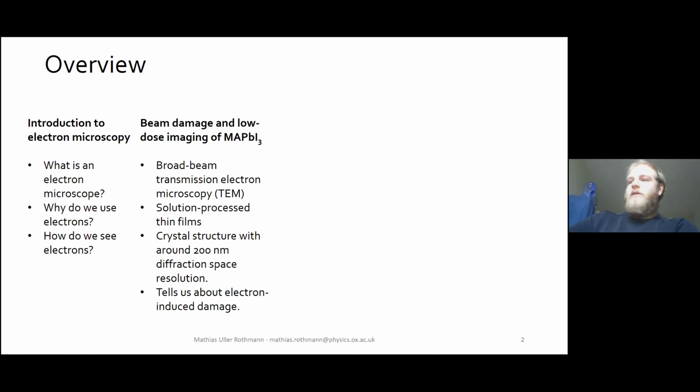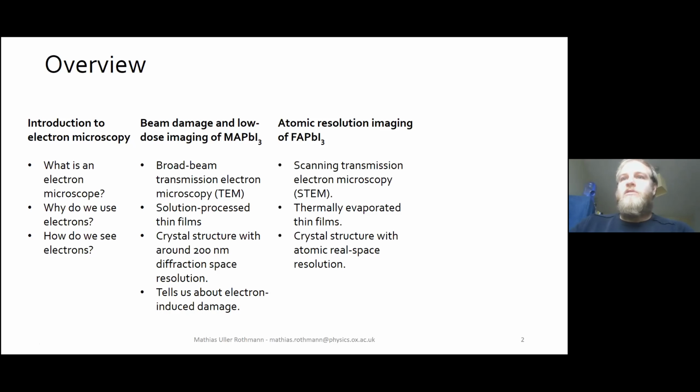And then I'll talk about one of the biggest issues we have with working with electrons in general, which is beam damage, particularly related to how we study hybrid perovskites. In this case, it would be MAPI, so methylammonium lead iodide. And I'll talk about how we actually use electrons to get atomic resolution images of a different, very similar perovskite, caesium lead iodide.